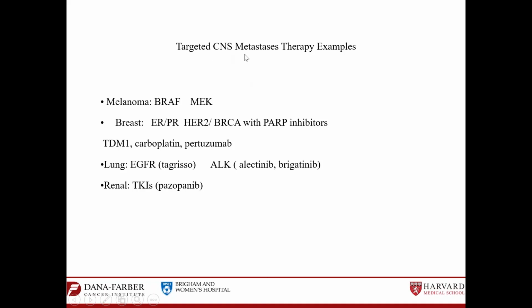So that's a quick slide about targeted CNS metastasis therapy. Whenever you have melanoma patients, I don't know, do you have melanoma patients in Pakistan?